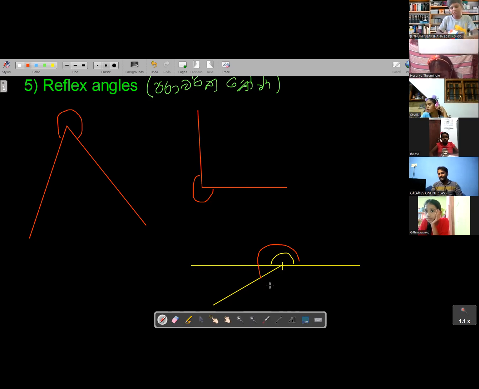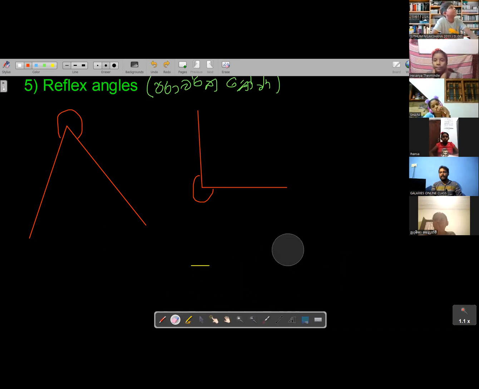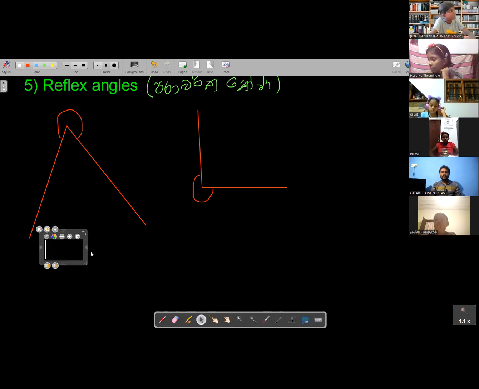Right? Can you understand or not? Yes, sir. Okay, it is always greater than the straight angle. See here, a straight angle should come like this, but this one has become even greater than that. So angles like that are known as reflex angles. Okay, note down a small description about this.